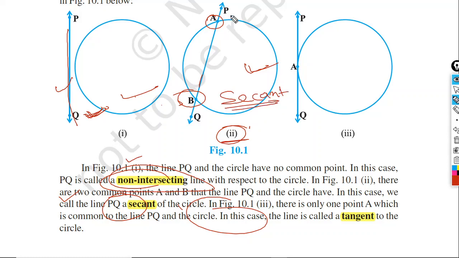So we call a line a secant when the line is intersecting a circle at two different points. Okay. So we can say that it is a secant. Please remember it or write it down.